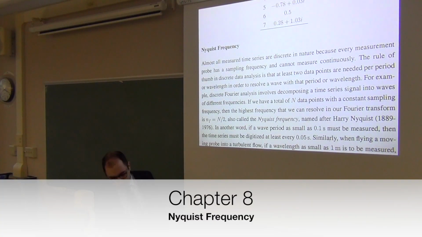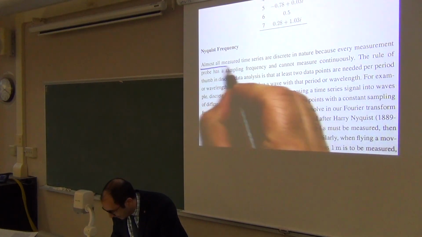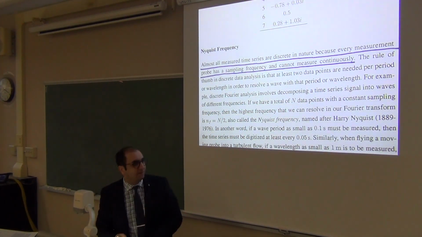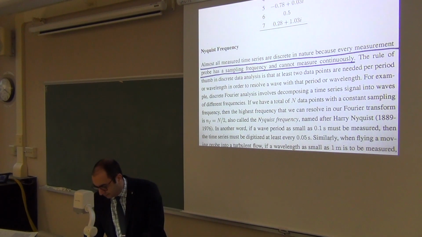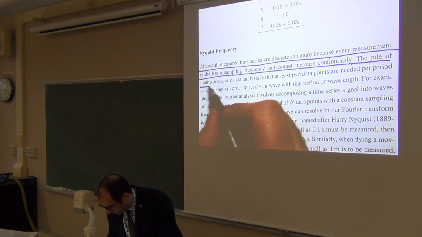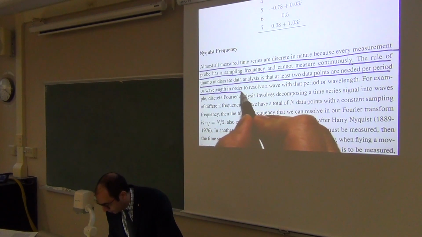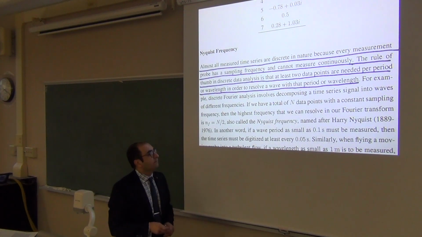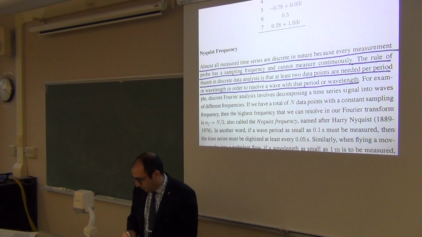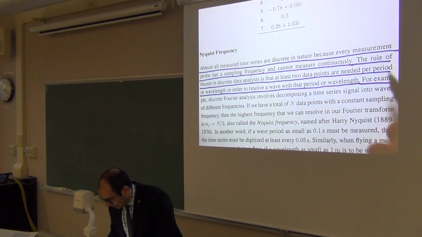Nyquist frequency. Almost all measured time series are discrete in nature because every measurement probe has a sampling frequency and cannot measure infinitely fast. So most often in the practical sense we deal with discrete samples. The rule of thumb in discrete data analysis is that at least 2 data points are needed per period or wavelength of a wave in order to be able to resolve that wave. So you're limited by the frequency of your measurement to describe frequencies or higher frequencies of waves that are in the system. You can only say so much.